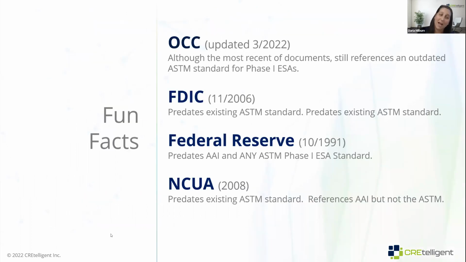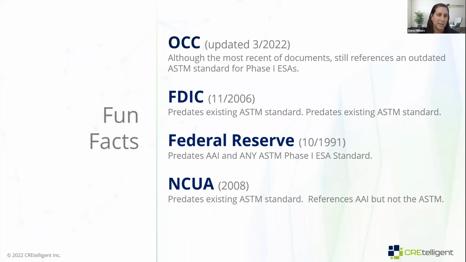So some fun facts. Remember that we talked a little bit about the dates on some of these regulators' documents. I think probably the most fun of all of these facts is that the OCC, while they updated their document in March of 2022, still references the ASTM standard from 2005. So that is an extremely outdated standard and actually does not provide all appropriate inquiry. So you should be sure that if you are trying to achieve your all appropriate inquiry due diligence, you are following the current standard. I think it's just a typo and oversight on their part.